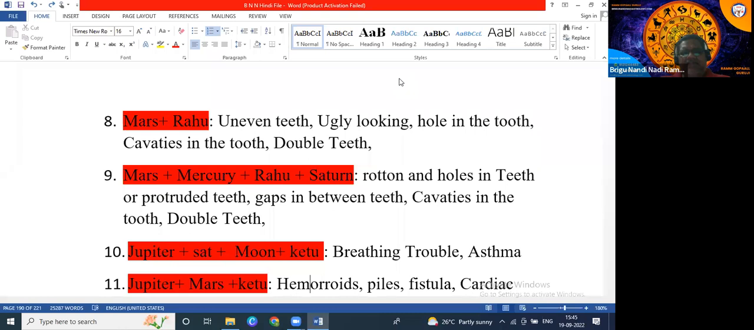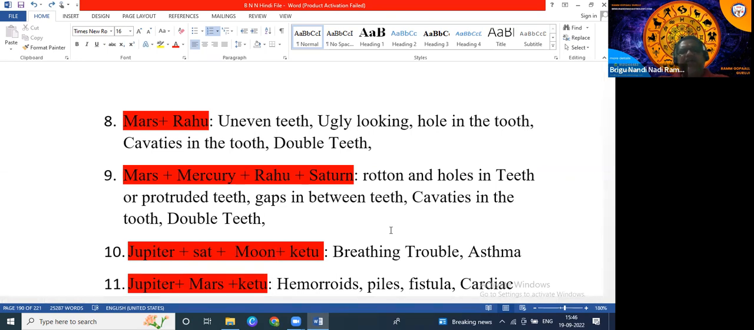And cavities in the tooth, these are all because of Mars conjoined with Mercury, Saturn, Moon, Ketu. Jupiter is the native and Saturn is here. Saturn, Moon, Ketu is breathing related. Generally, Jupiter is oxygen and Saturn is karma of breathing.